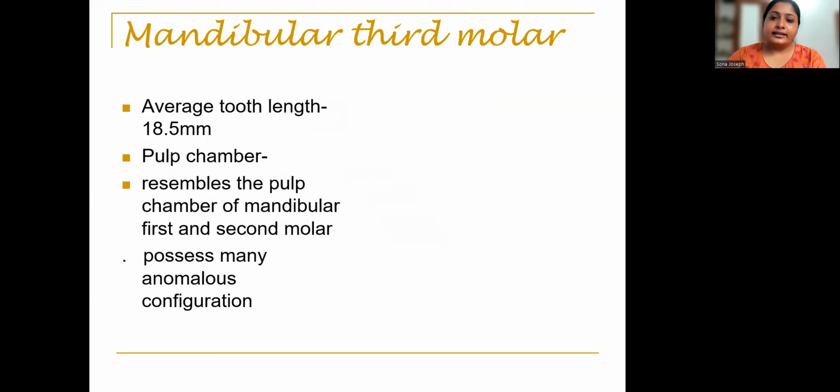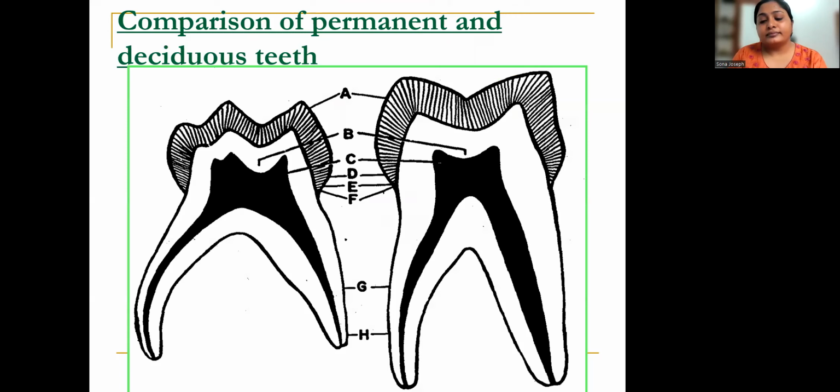Mandibular third molar: like in the previous session, we have discussed that third molars generally have the maximum variations. You can't predict that it will be exactly 3 canals or 3 roots. Here, it can be 2 roots with 2 canals, 2 roots with 3 canals, or even 1 root with 1 conical canal. It resembles the pulp chamber of mandibular first and second molars and causes many anomalous configurations.